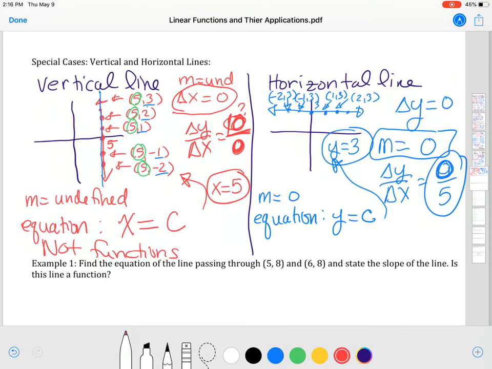Now, if I decide to do a vertical line test for a horizontal line, it's going to pass. So, horizontal lines are functions.